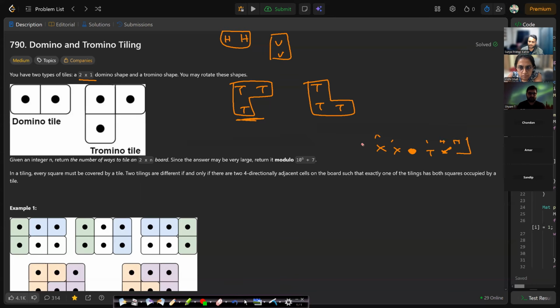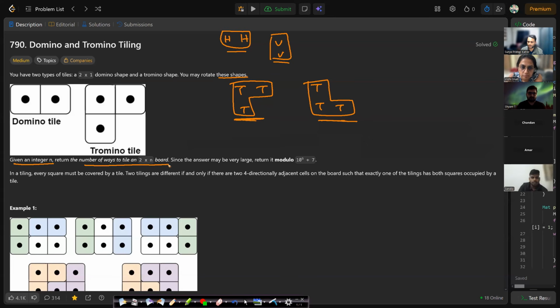So the first thing is to find out what orientations I'm going to use. For the Domino, I will be using these two orientations, and for the Tromino, I will be using only these two orientations. I hope it is clear. Even though it says you can rotate it in any shape, and there are many more shapes of the Tromino that you can make, I will be using only these four shapes in combination. Given an integer n, return the number of ways to tile a 2 by n board. So a 2 cross n board has 2 rows and n columns, 0 to n minus 1 or something.